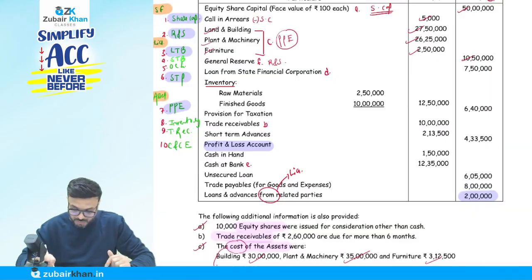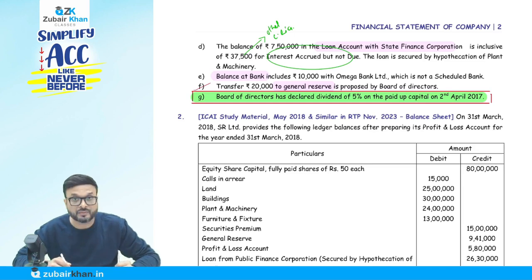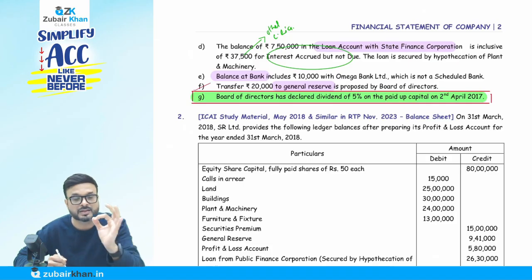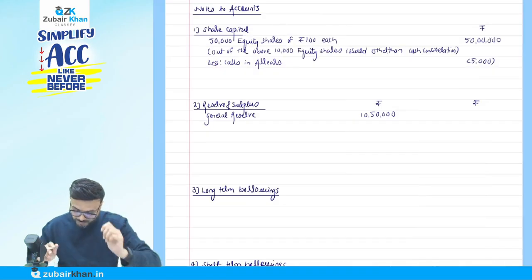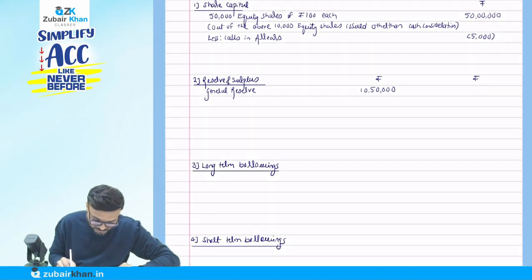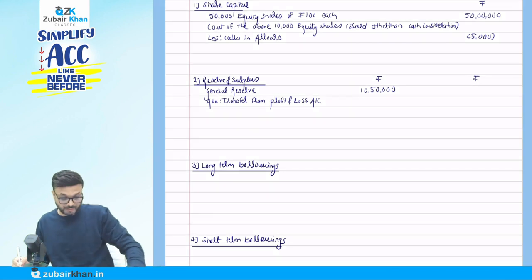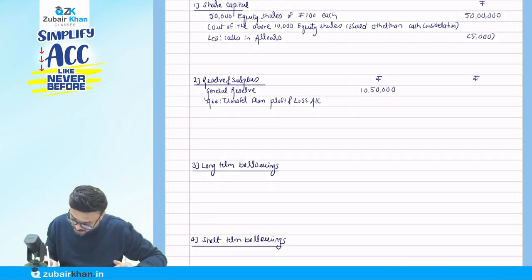Now you will tell me, no sir, it is not mentioned in point number F that 20,000 should be transferred from the P&L account balance. But it is implied where you will transfer to reserve from; it is from profit only. So what we'll do here, in general reserve, I will add the transfer from profit and loss account. Transfer from profit and loss account.